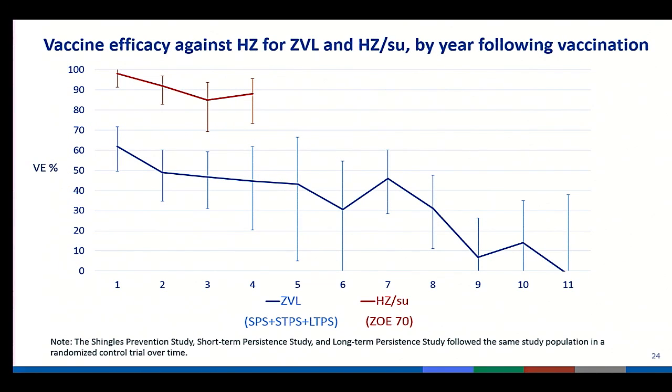This graph depicts the vaccine efficacy against herpes zoster for zoster vaccine live and herpes zoster subunit vaccine by year following vaccination. In the red, you see the VE of herpes zoster subunit vaccine from the ZOE phase 3 clinical trials. In the blue is the VE of zoster vaccine live from the shingles prevention study clinical trial, and then the long-term follow-up of those vaccinees. As you can see from this graph, there is a significant gap in the herpes zoster protection between that provided by the subunit vaccine and that provided by zoster vaccine live.